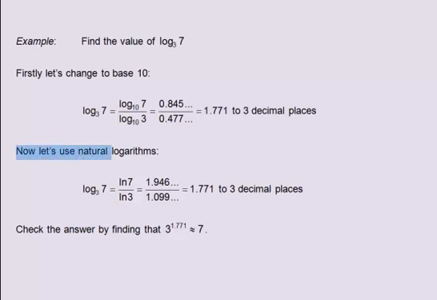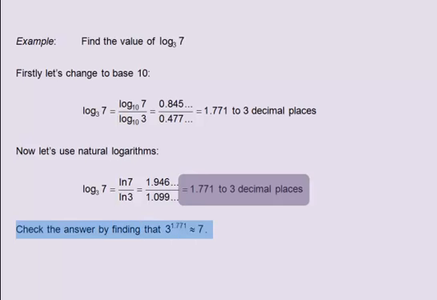Now let's use natural logarithms. Log to the base 3 of 7 equals the natural logarithm of 7 divided by the natural logarithm of 3, which equals 1.946 divided by 1.099 from your calculator, which equals 1.771 to 3 decimal places. Check the answer by finding that 3 to the power 1.771 is approximately equal to 7.